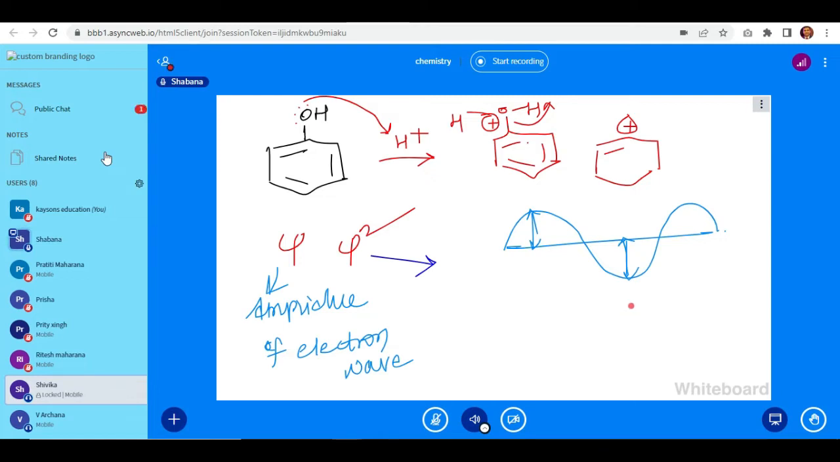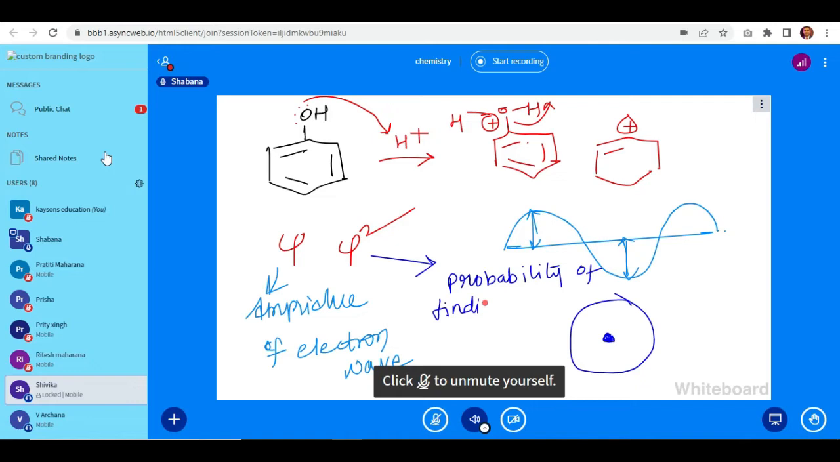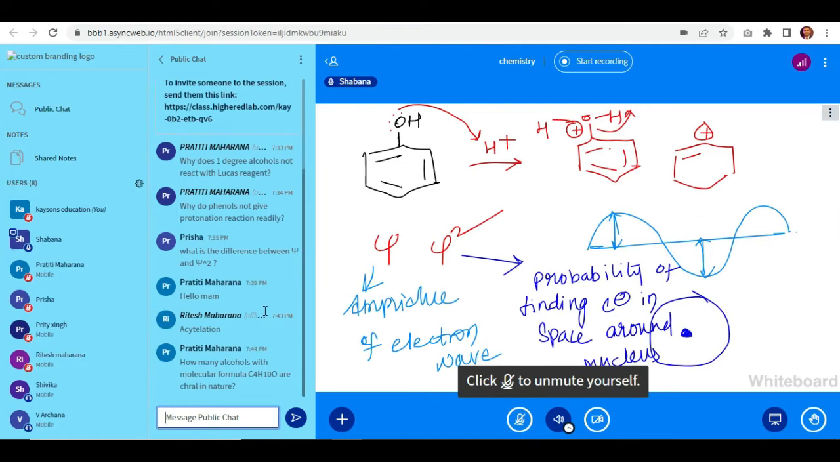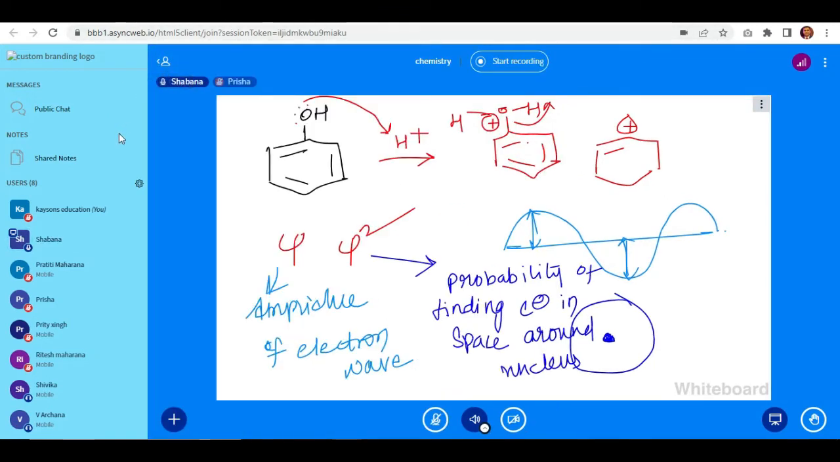Suppose I'm taking the orbital, this is the nucleus, around the nucleus where you can find the electron. So how much probability? Probability of finding the electron in space around the nucleus. This is psi square. That's the difference between them. So this is the wave function, nothing but.